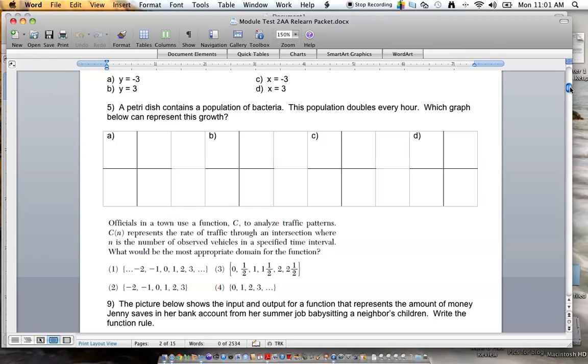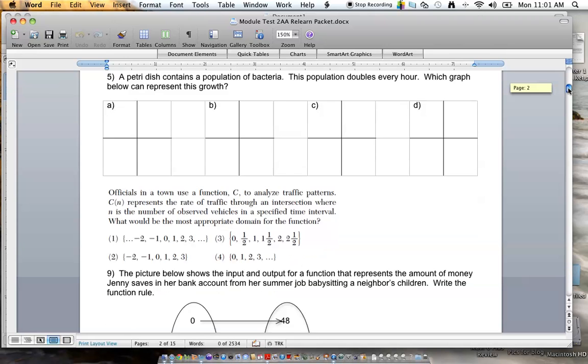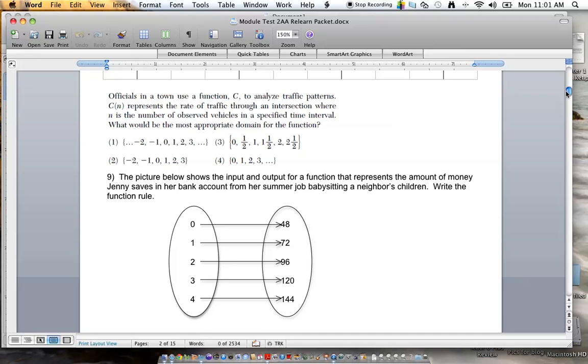All right, we had a pre-test that had these kind of questions on it, about domain. And it says officials in a town use the function C to analyze traffic patterns. C of n represents the rate of traffic through an intersection. What could be an appropriate domain? Well, we're counting vehicles that go through an intersection. There's no way I'm going to have negative vehicles. There's no way I'm having half a vehicle. Even though a Volt and a Prius and some of the smart cars are tiny, they still don't count as half a car. Can't have negatives, has to be choice 4. Those are only positive numbers that come through.